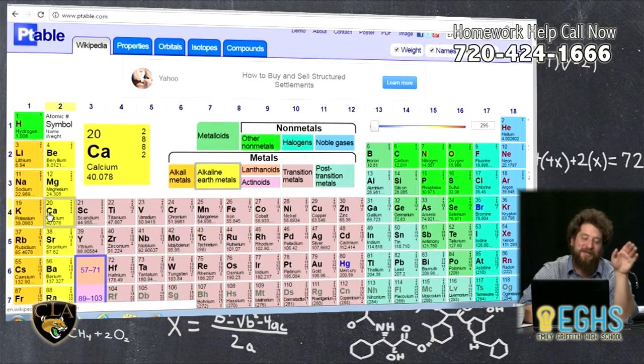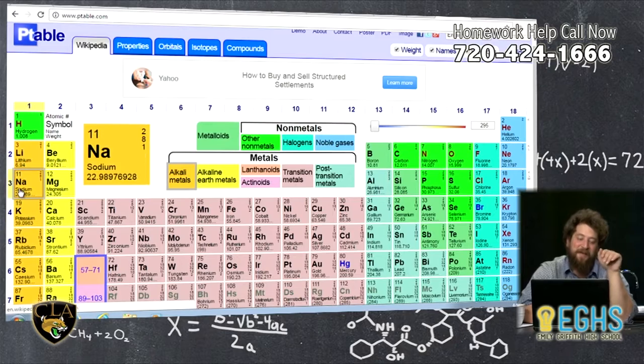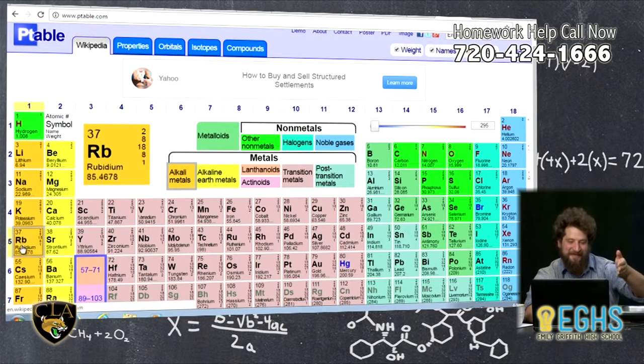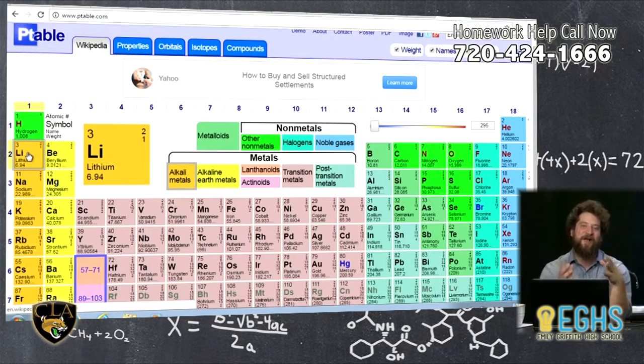Okay, so back to the question. All alkali metals are in this left-hand column, meaning they all have just a single electron in their outer electron cloud or outer orbital. They would really like to get rid of that extra electron for reasons of stability. When they have the electron, they're charged neutrally. But when they lose the electron, they become positively charged, and they would really like to lose that electron.